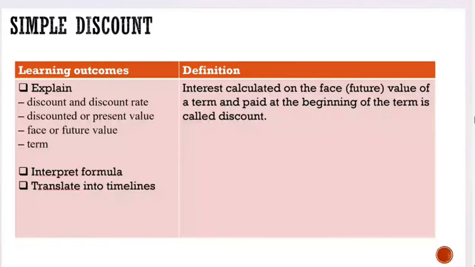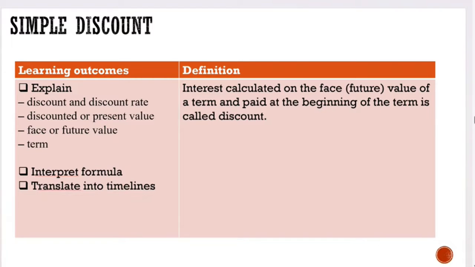A simple discount, when you read on your notes, you need to be able to explain what is a discount and what is a discount rate. A discount will be the value amount. A discount rate will be the actual rate that you are given. And then in the context of a simple discount, the discounted value is what we mean as your present value. Understand? So, the discounted value.